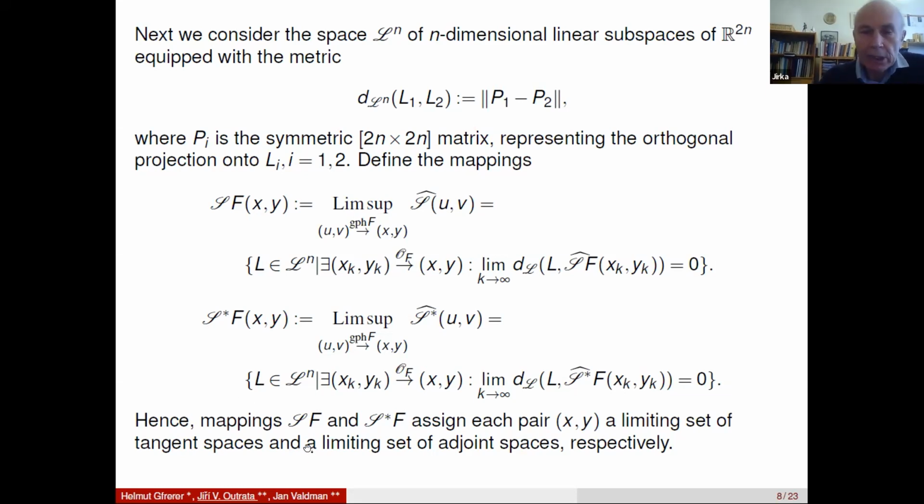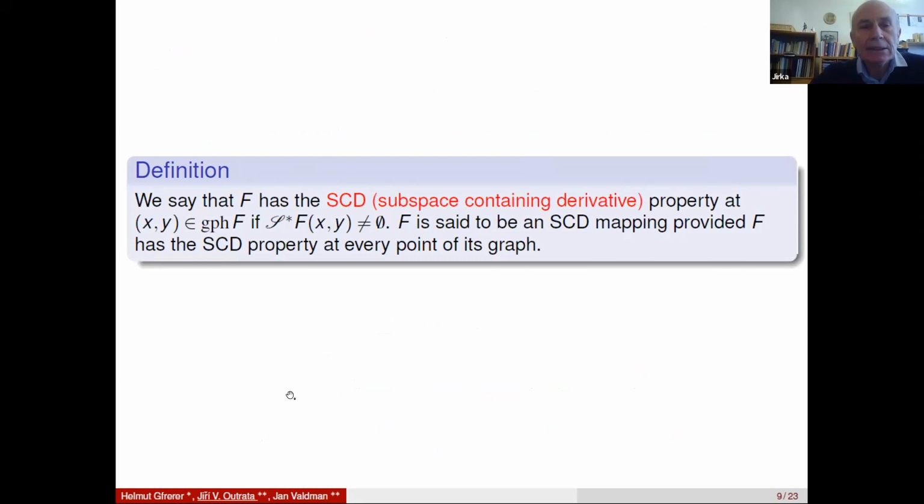Okay, we can proceed further. Now this is the main definition in this section. Namely, we will call a mapping F an SCD mapping, or we say that it has the SCD property at a point from its graph, if the limiting collection of adjoint spaces at this point is non-empty. And we will say that a mapping is an SCD mapping, provided it has the SCD property at every point of its graph.